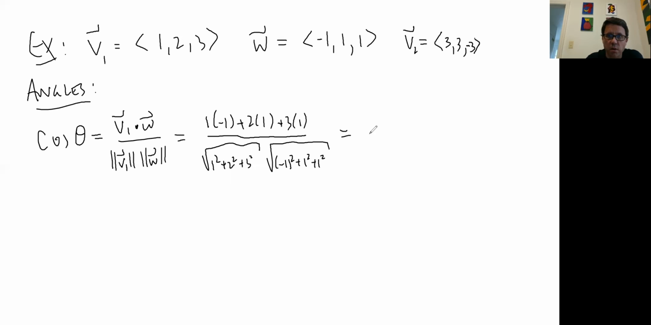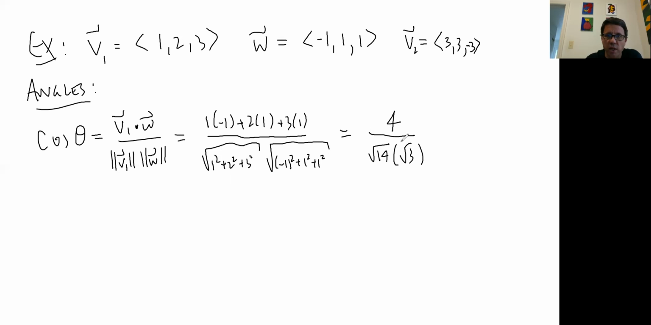If I do this correctly, then the top would be minus 1 plus 2 plus 3, which is 4. The bottom is 1 plus 4 plus 9, so that's the square root of 14. And then this one is the square root of 3. Make sure you square out all the negatives correctly.